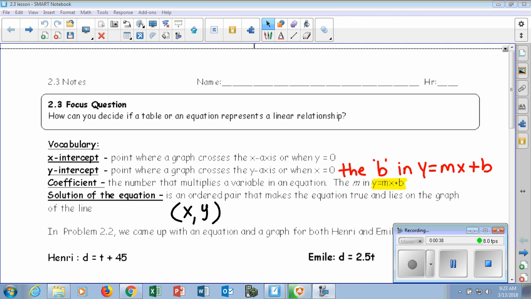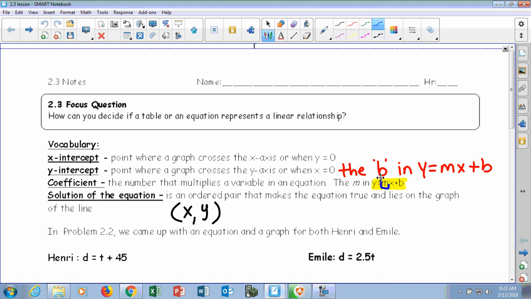The m in y equals mx plus b is our coefficient when we're looking at linear relationships. So the m is our coefficient to that x. We'll go further into that, I think in these notes or in our next notes.